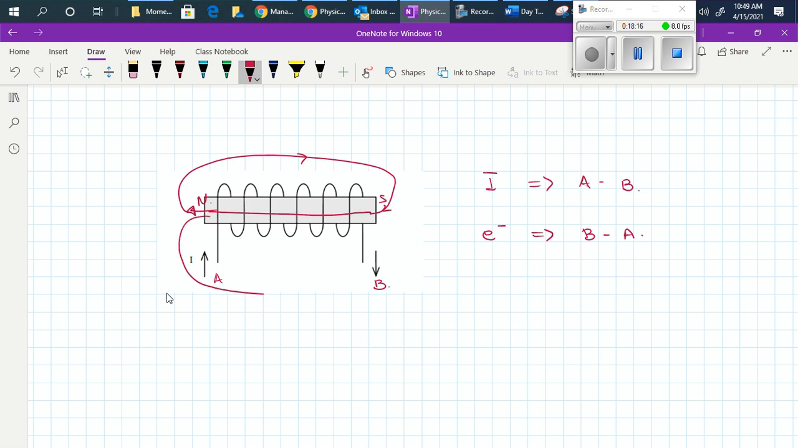And the same thing on the bottom part. North, south. Okay, so the way that the coil is coiled, if that makes sense, and the direction of the electrons or the intensity of the current is telling us the direction of the magnetic field strength.